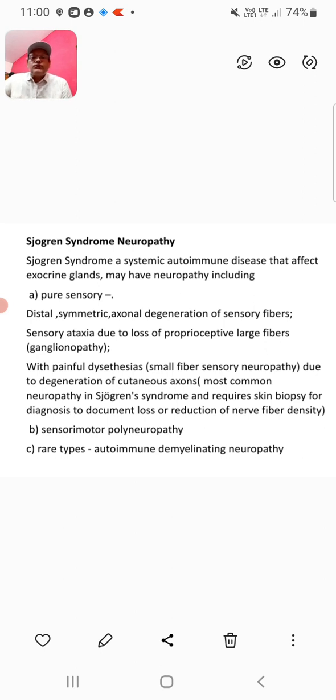A few comments about Sjogren syndrome, in which we can have a similar kind of picture. It is basically a systemic autoimmune disease, in which we can have distal symmetric axonal degeneration of the sensory fibers, or there may be ganglionopathy, or small fiber neuropathy, and that is one of the most common varieties. Then there may be sensory motor polyneuropathy. A rare type may have autoimmune demyelinating polyneuropathy, but anyway, the NCV would be abnormal.